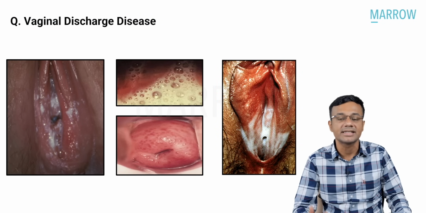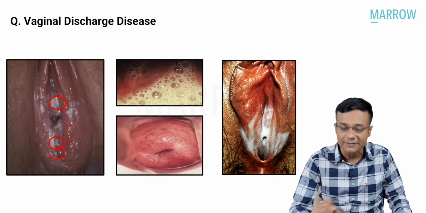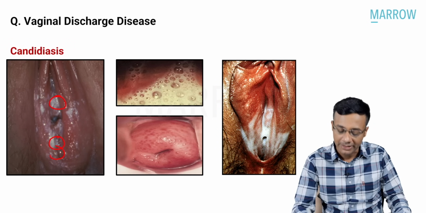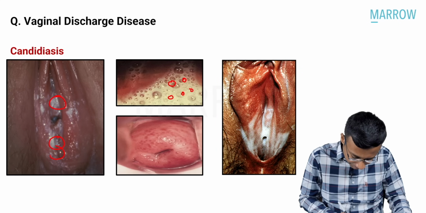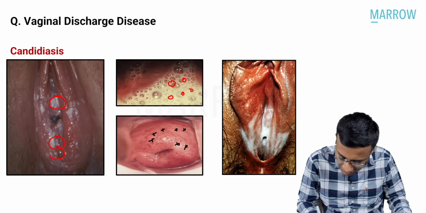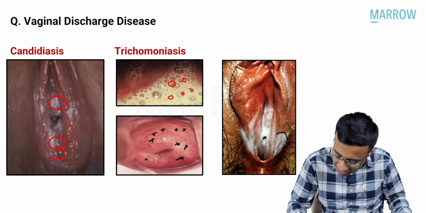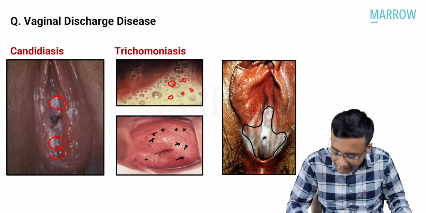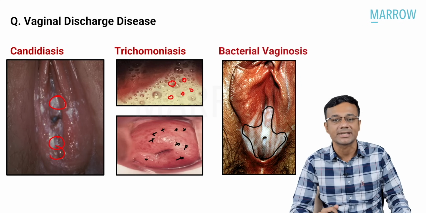In vaginal discharge disease, 3 conditions to note. If a patient presents with curdy white vaginal discharge, we will mark it as candidiasis. If there is greenish yellow frothy discharge with multiple punctate hemorrhages over the cervix, so greenish yellow frothy discharge with strawberry cervix, it's going to be trichomoniasis. And a patient presenting with homogeneous white adherent discharge stuck onto the vaginal walls, think about bacterial vaginosis.